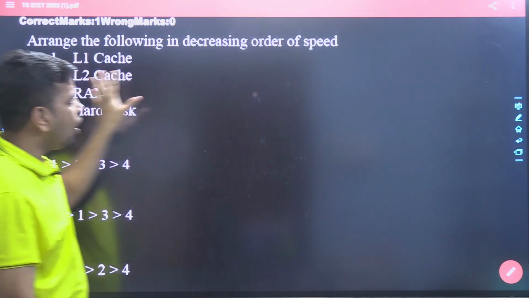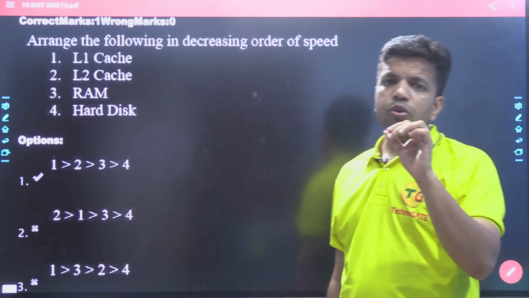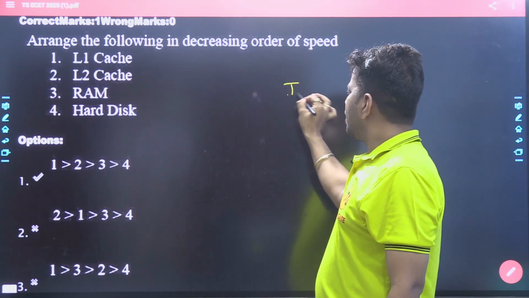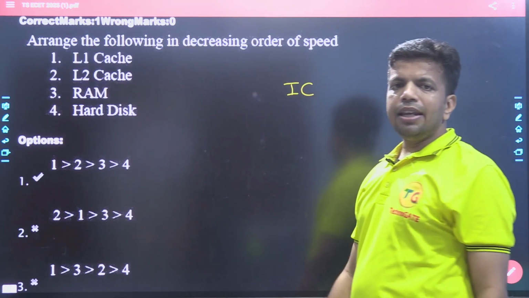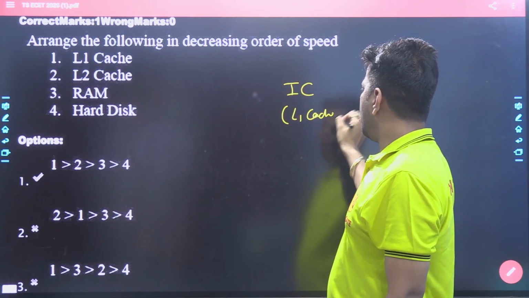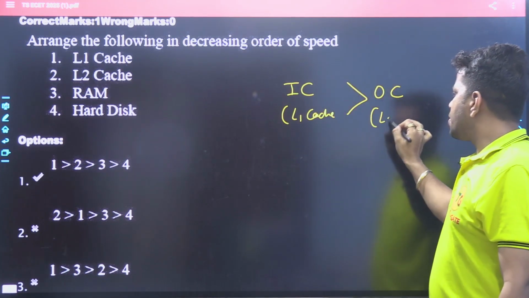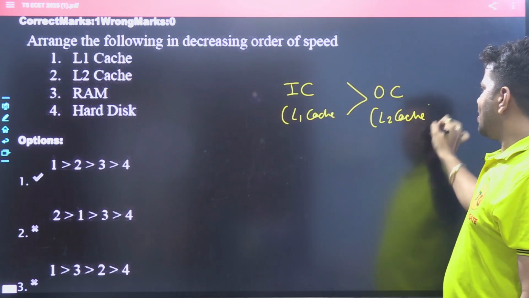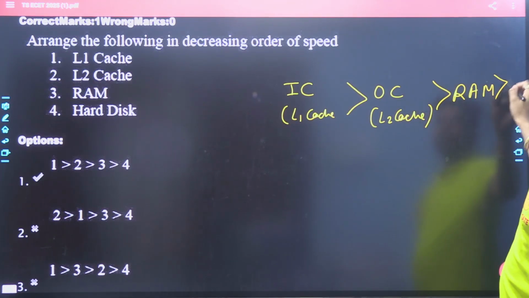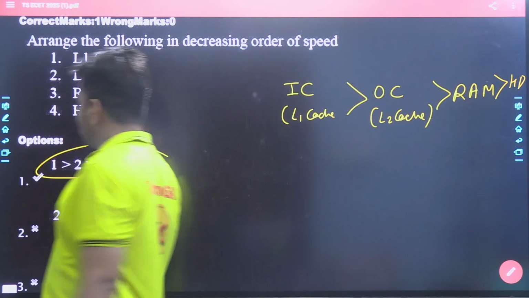We need to arrange the following in decreasing order of speed, meaning fastest to slowest. So inner cache, IC, also called L1 cache, is fastest among all. Then outer cache, OC, L2 cache, is slower than the IC. Then RAM, and hard disk is slowest among all. We can go with the answer 1.